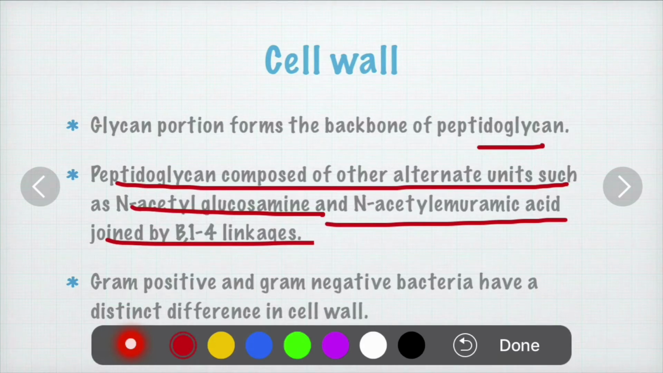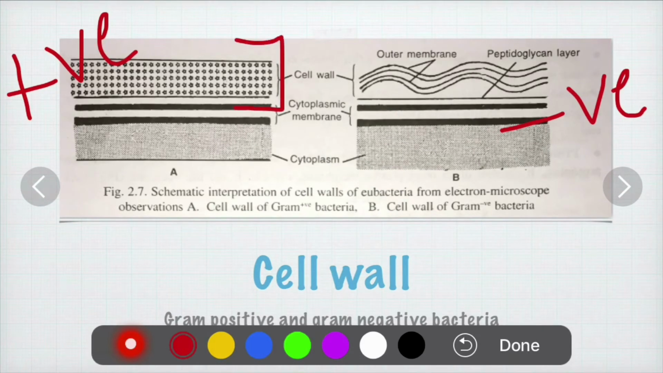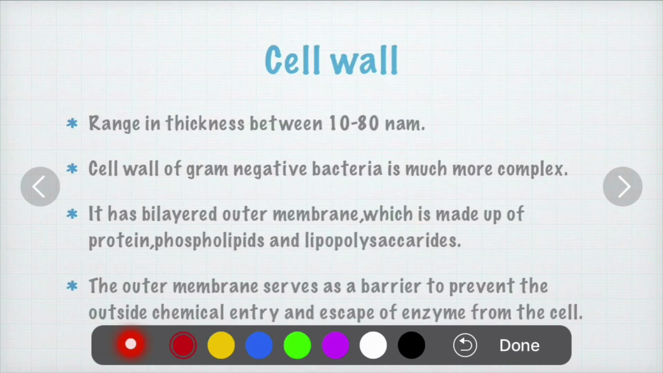Gram-positive bacteria and gram-negative bacteria have different types of cell walls. You can see in the picture, this is the cell wall of the gram-positive bacteria, and this is the cell wall of the gram-negative bacteria. The cell wall composition is very different in both types of bacteria. The gram-negative bacteria have a more complex cell wall structure than the gram-positive bacteria, and it is also more protective. The thickness of the cell wall ranges from 10 to 80 nanometers.